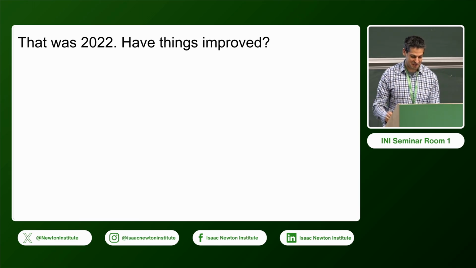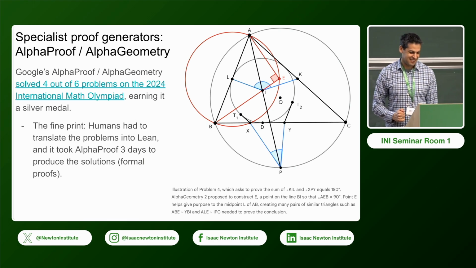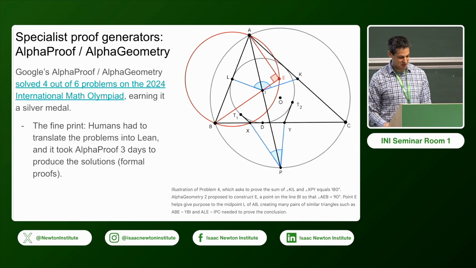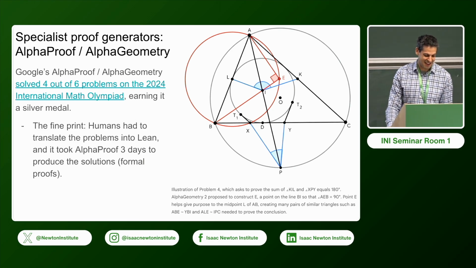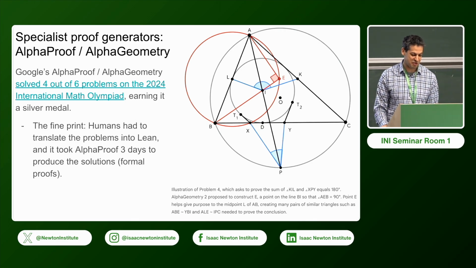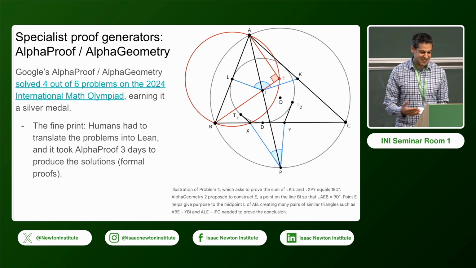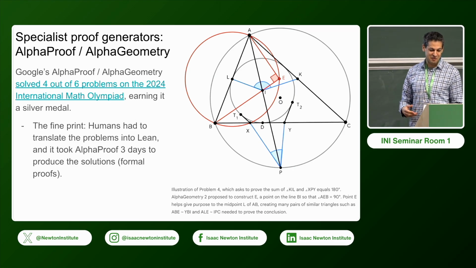So that was only 2 years ago. Have things gotten better? On the plus side, Google's AlphaProof and AlphaGeometry models solved 4 problems on the most recent IMO. And if you just look in isolation at some of the problems they solved, it looks very impressive.